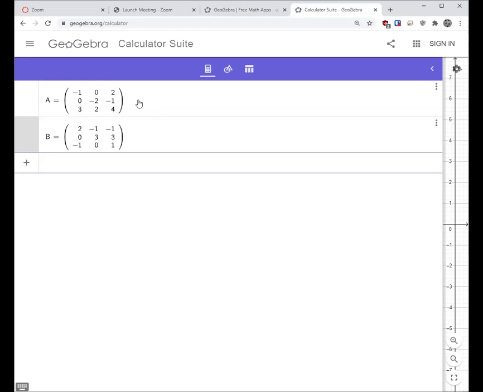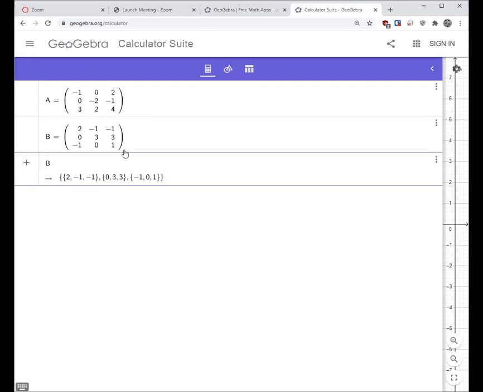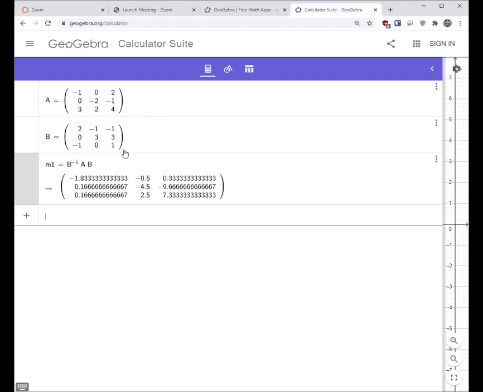I don't want to make a mistake like last time. And they wanted B inverse AB. So B to the inverse, oops, AB. Boo.